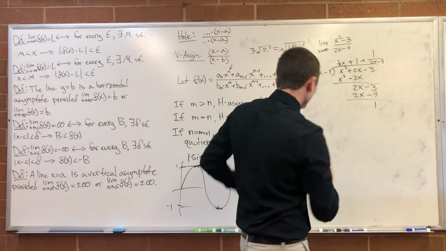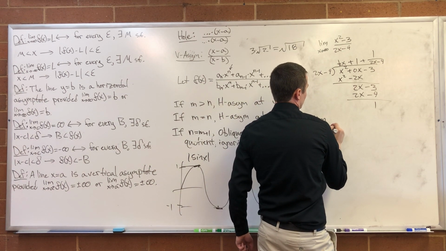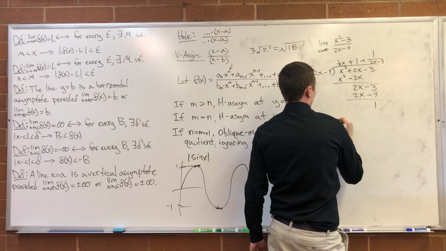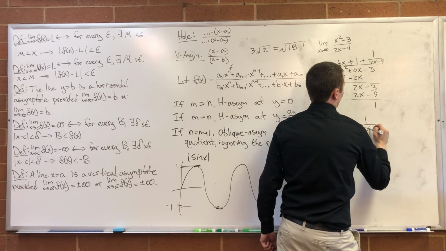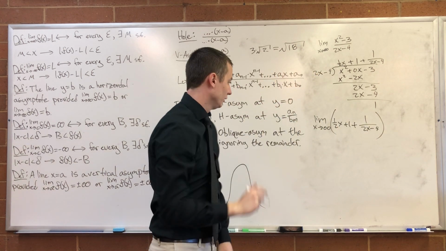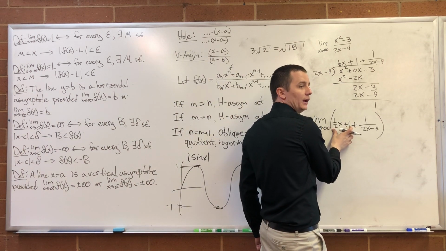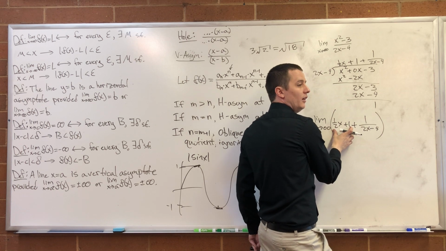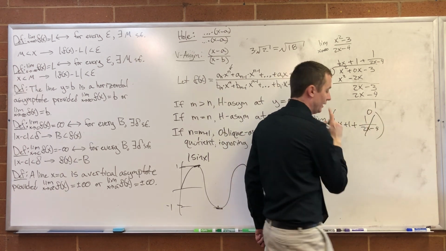Okay. So now, we're going to take the limit as x approaches infinity of this whole thing, of 1/2 x plus 1 plus 1 over 2x minus 4. How does this function behave as x gets bigger and bigger? Well, 1 over 2x minus 4 gets closer and closer to 0. So we ignore that.